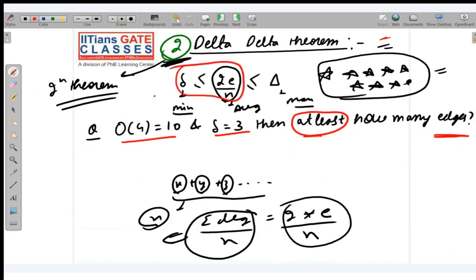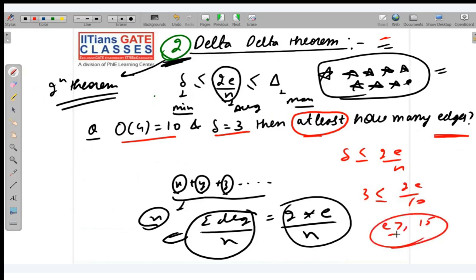So delta is less than or equal to 2e by n. Delta is 3, and the order is 10, so 3 is less than or equal to 2e by 10. So e will be greater than or equal to 15. So edges will be at least 15. How many edges? At least 15.